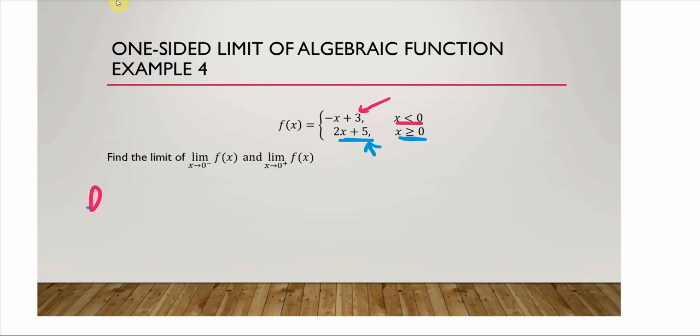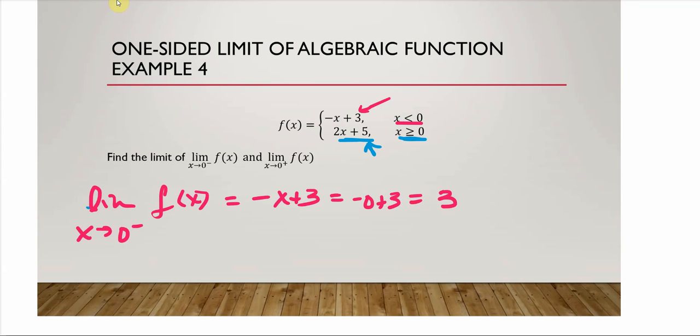So, let me change my color. If I'm doing the limit of f of x as x approaches 0 from the left, I'm going to be using the top function. So that means I'm going to be using -x plus 3, and I substitute my value, and I'm going to get -0 plus 3, and that's going to give me 3. Now let's do the limit from the right side. What happens when I'm coming from the right side? I use the bottom piece.